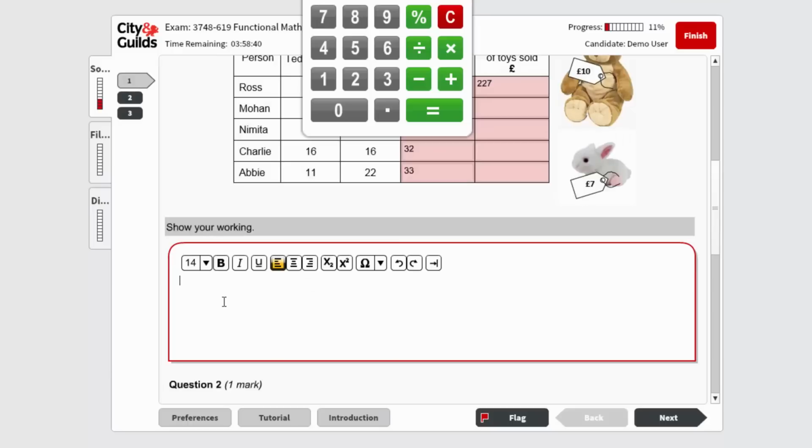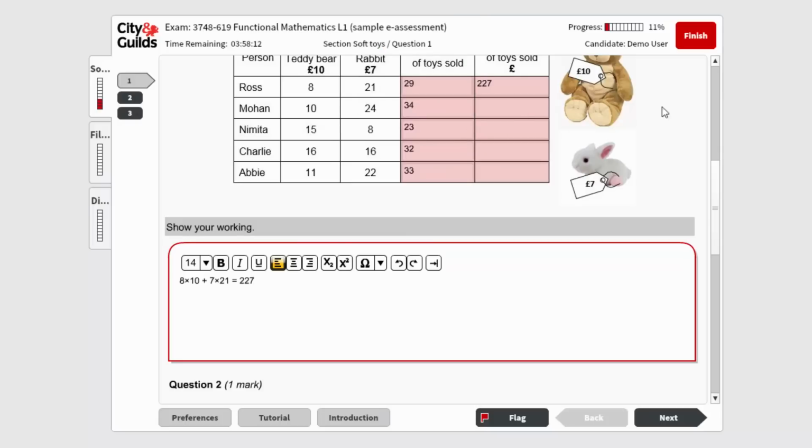Now, unlike in the old City and Guilds test where it used to automatically record everything you did on the calculator, this one doesn't seem to. I'm not saying it doesn't, but there's no obvious place where it's recorded stuff. So if you want to show your working out, you have to type it in yourself. I don't think this is quite as nice as when they had a calculator that saved everything you typed, but that's how it works now. So you have to type in everything that you're doing yourself. So you can see I've typed in some there, 8 times 10 plus 7 times 21, which equals 227.